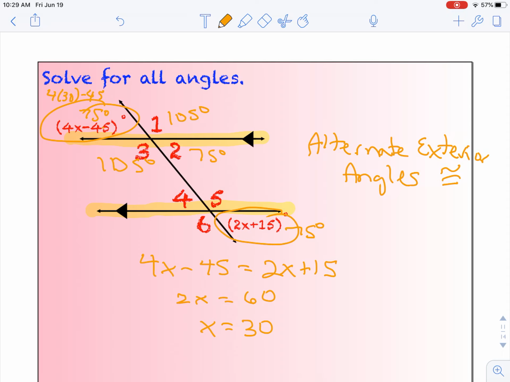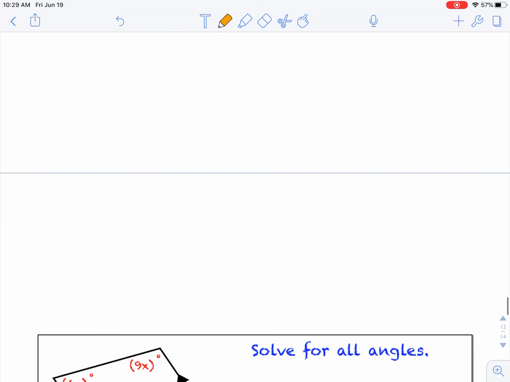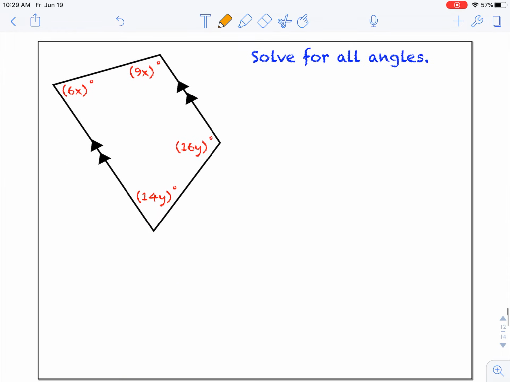So that makes this angle down here the same. And it makes 105 in number 6. 1 and 6 are alternate exterior, so 105 again. And again, just use any of the 4 theorems for parallel lines or vertical angles and linear pairs.